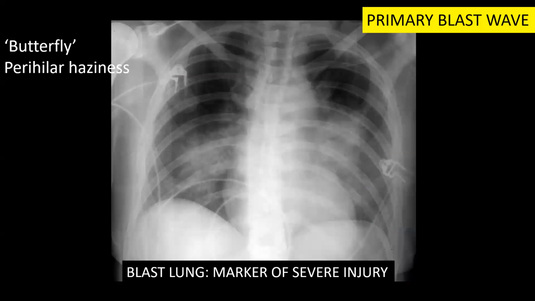Moving on to lungs now. The very typical blast lung appearance is this butterfly-shaped perihilar haziness. And if you see this in a patient, it means that they are likely to have been close to the center of the blast, and it's a marker of severe injury, both within the lung and within the rest of the body.